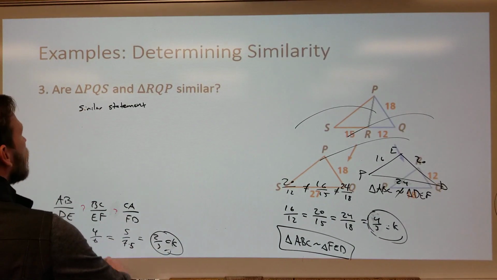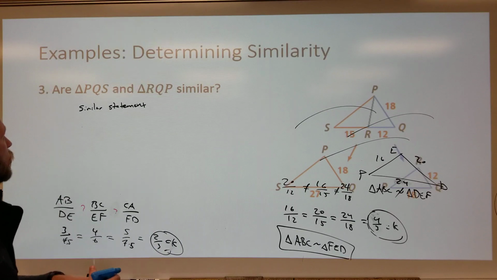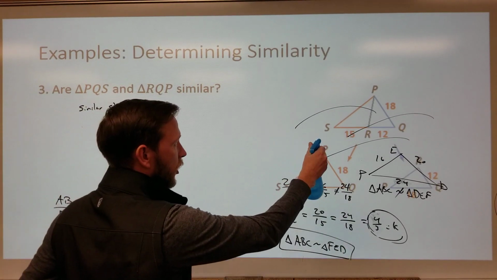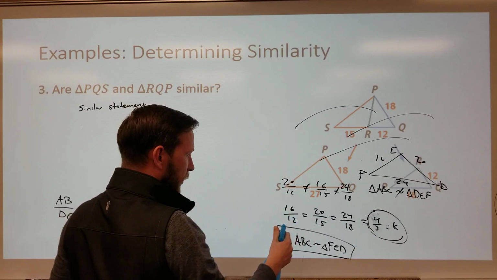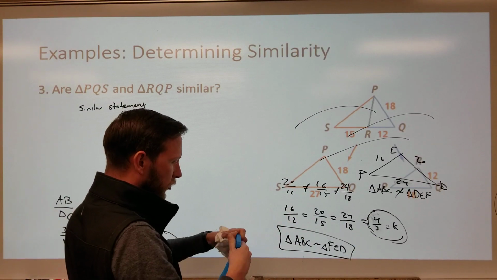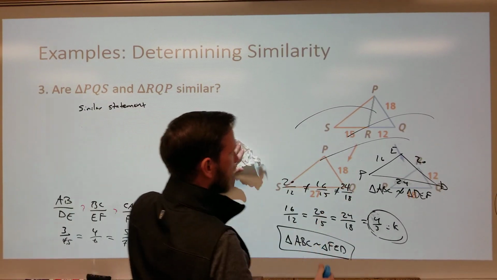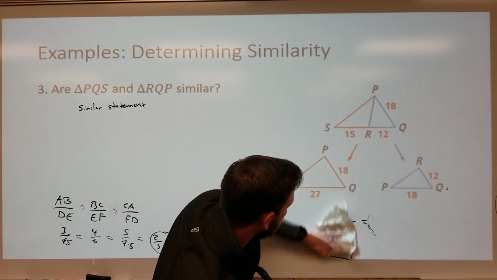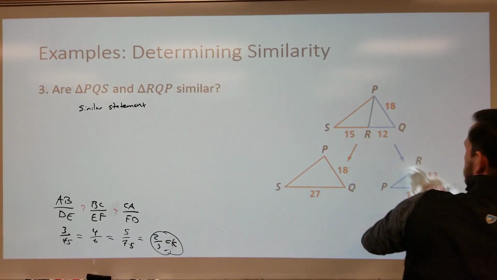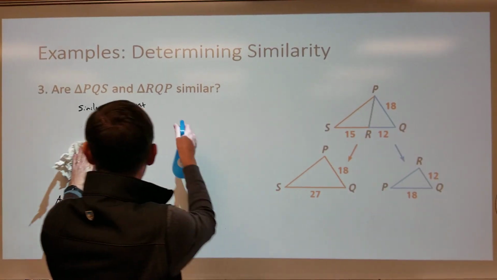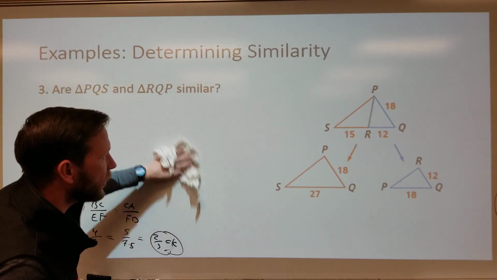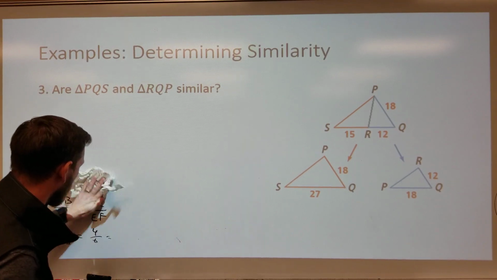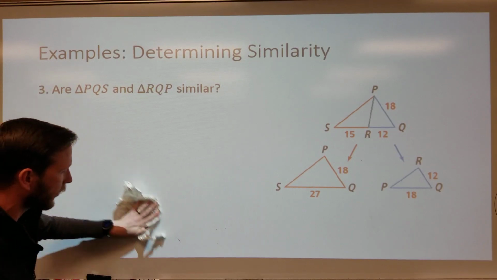Moving on here. Are these two triangles similar to each other? We don't have a ton of information. Let's figure out what's going on. I've got these pictures right here, and we want to know if these two triangles are similar. And so what we don't have is three pairs of sides, so I can't use side similarity like I did in the last example.